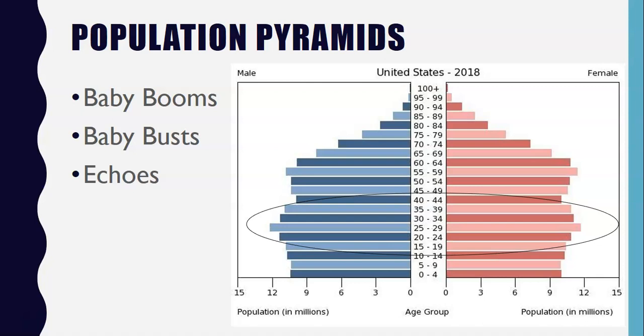Once any anomaly or unexpected occurrence appears in a pyramid, it will remain there moving upward until the affected cohort or cohorts disappear from the graph due to death. Notice the upward movement of the baby boom and the echo resulting from World War II in this U.S. pyramid.